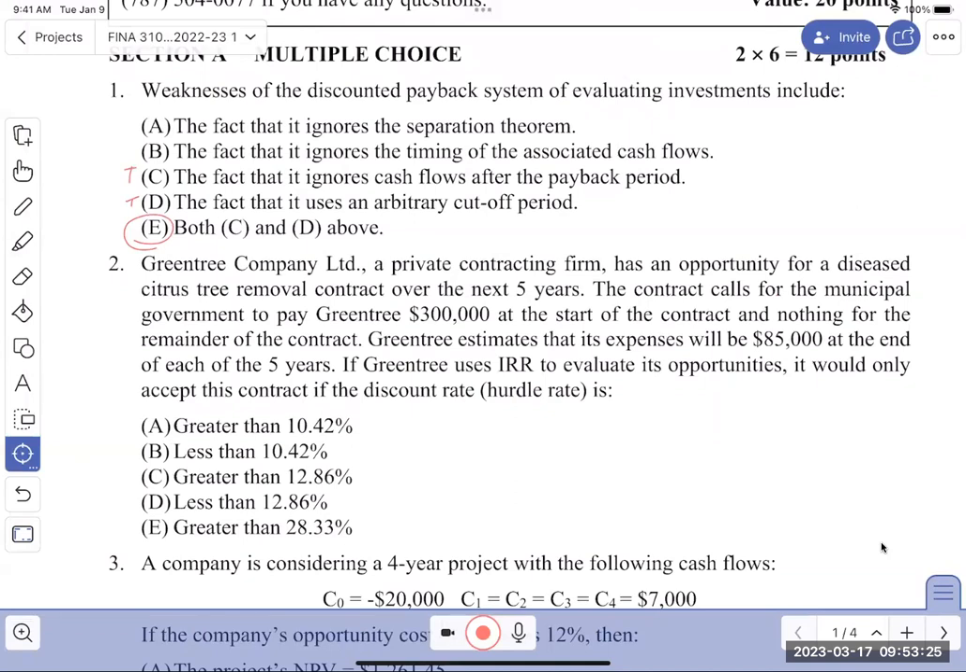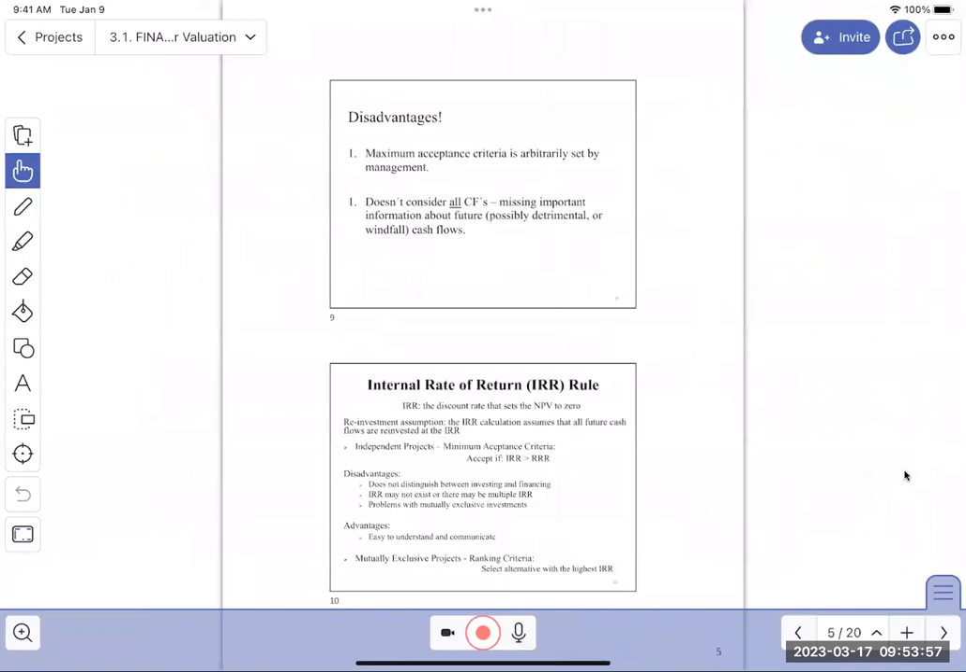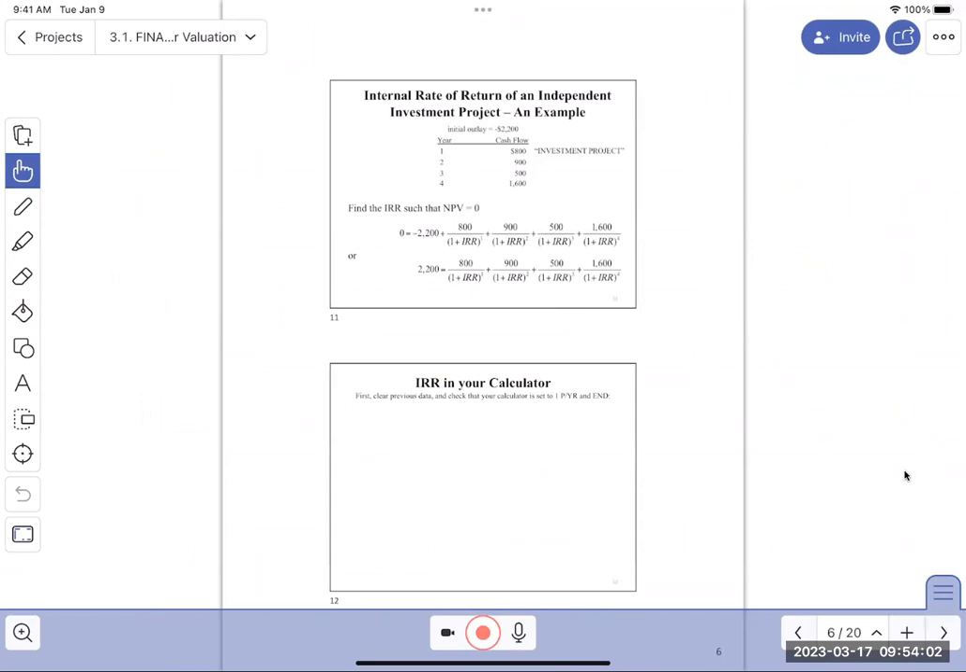So the next one is about another technique that I show you. It's called the IRR, or internal rate of return. Have you ever heard of that before? No? Yeah, I think in 3106. Oh, yeah? Okay, so internal rate of return. We're going to go a little more deep with internal rate of return.